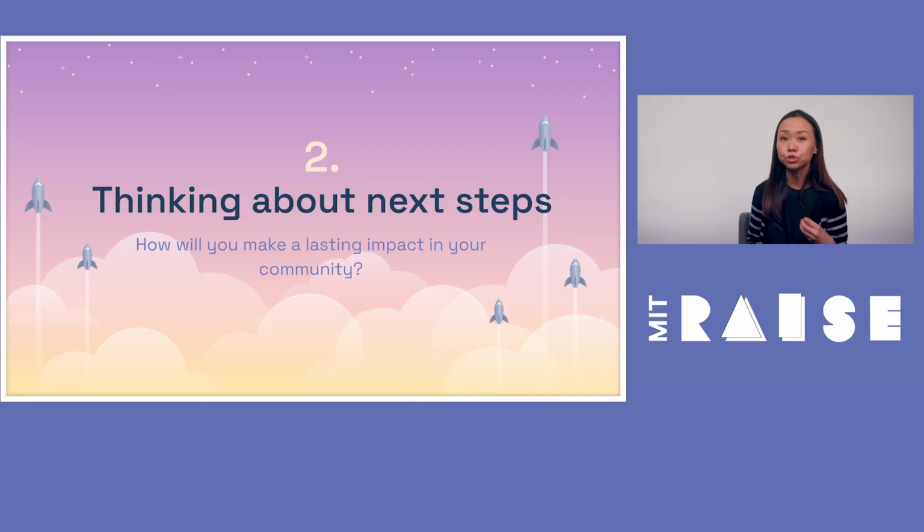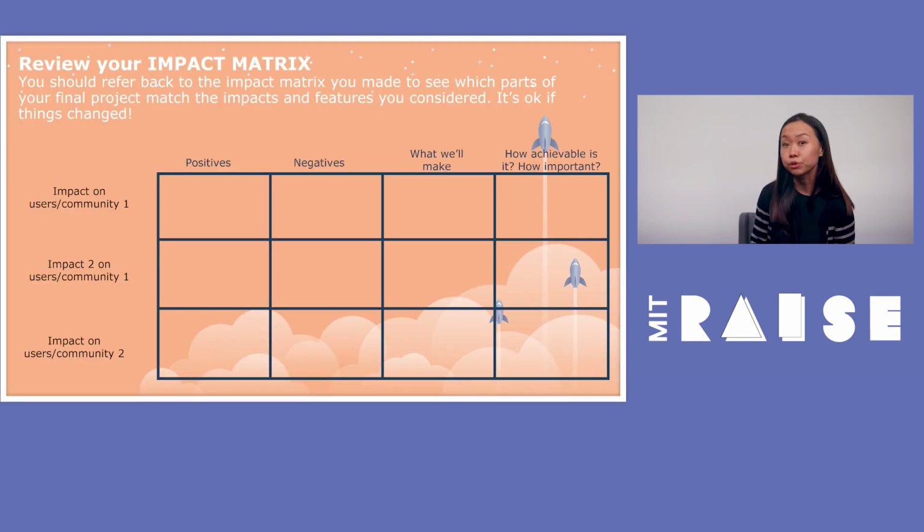Speaking of future plan, thinking about next steps. So how should you go about thinking about how you can make that lasting impact in your community? First is to review your impact matrix. So this is, again, the last tool in that computational action toolkit. So feel free to follow along with that link from the website.